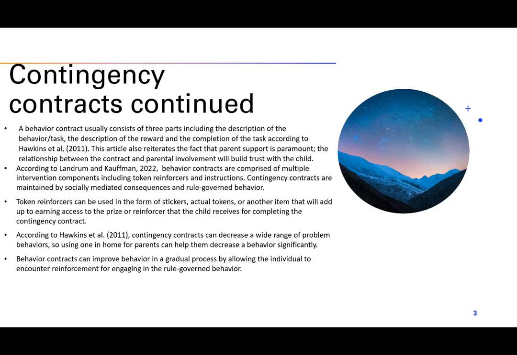And then according to Hawkins et al. 2011, contingency contracts can decrease a wide range of problem behaviors. So using one in home for parents can help them decrease behavior significantly or increase one that they're looking for, such as a child completing their homework. And then behavior contracts can improve behavior in a gradual process by allowing the individual to encounter reinforcement for engaging in that behavior that you want them to engage in. And this just means that over time, your child will likely do the behavior that you're writing out more over time once they understand that they get a prize or are reinforced for it.